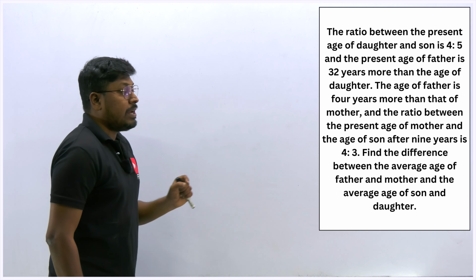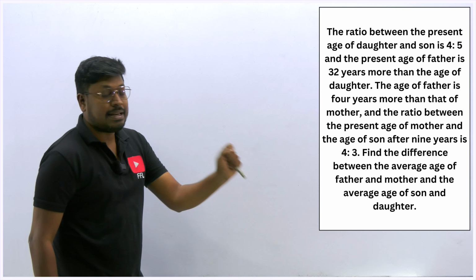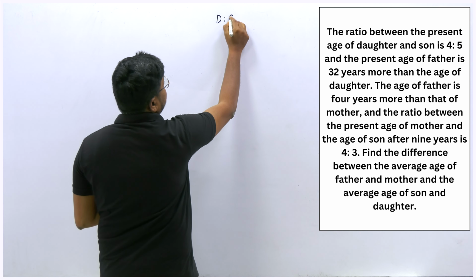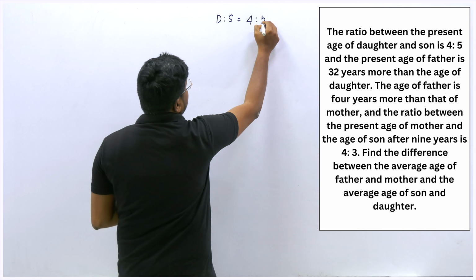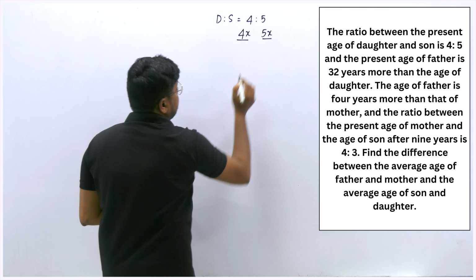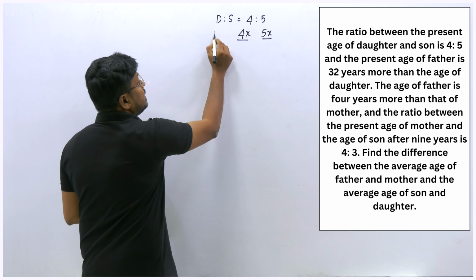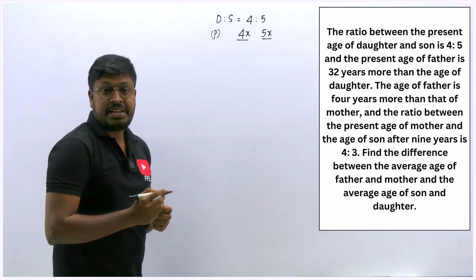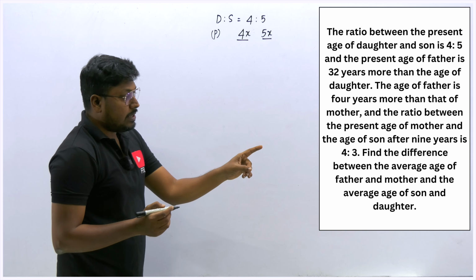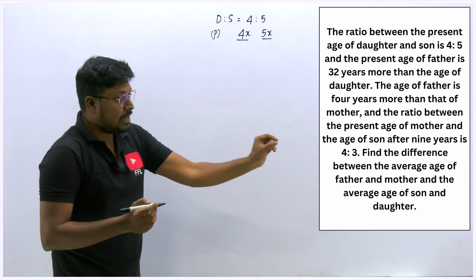So what is the first point here? The ratio between the present age of the daughter and the son is 4:5. The age ratio of daughter and son has been given, which is 4:5. So let's assume that 4x and 5x are the ages of the daughter and the son. This is the present age, that's important. So the present ages of the daughter and the son have been given in the first point. What about the second point? The present age of the father is 32 years more than the age of the daughter. Just see, the present age of the father.